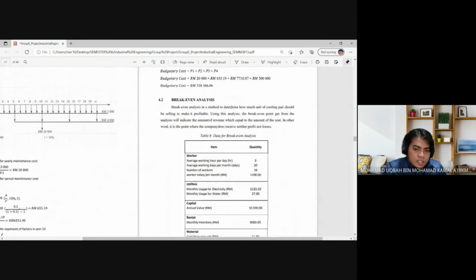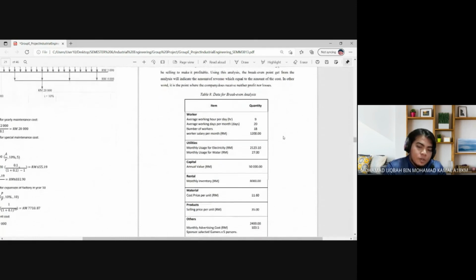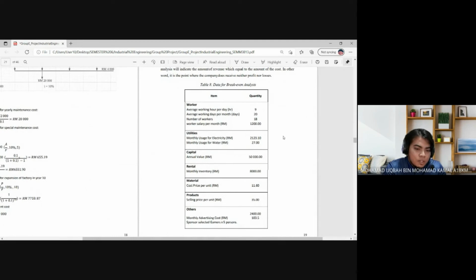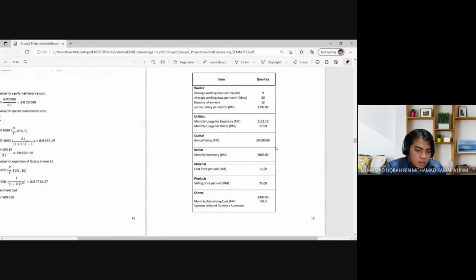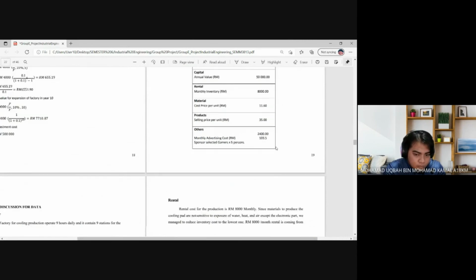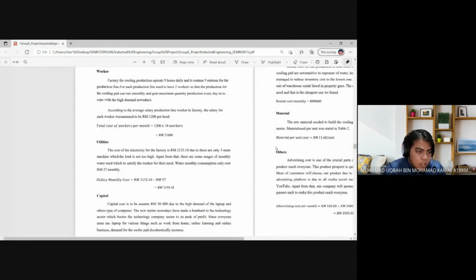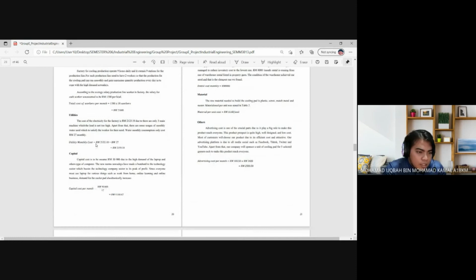Okay, next, the break-even analysis part. The break-even analysis requires the fixed cost of the project, variable cost, and selling price. The fixed cost of the project is the addition of the workers' salary, utilities, capital cost, material cost, and advertising cost. Firstly, all the costs were converted to monthly cost. Then after that, we applied the break-even analysis. This is how we convert the cost into monthly payment. So we can summarize it in monthly cost.